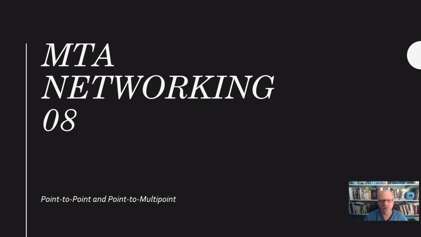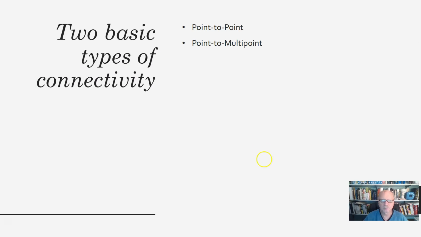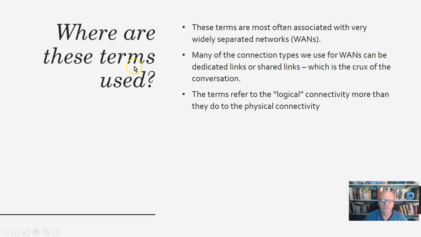Two terms we use a lot in connectivity are point-to-point and point-to-multipoint. These are two types of connectivity, and by these we're usually talking about not physical connectivity but a logical connectivity, and these are primarily used in terms of WANs or wide area networks. Now you could apply them in some cases to local networks, but primarily we're talking about WANs.